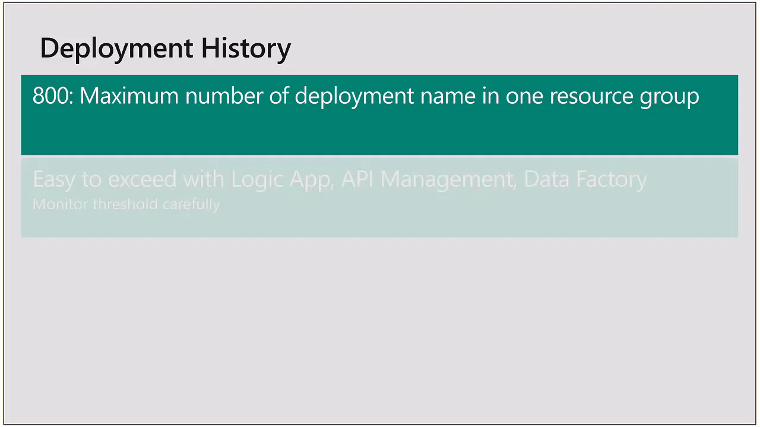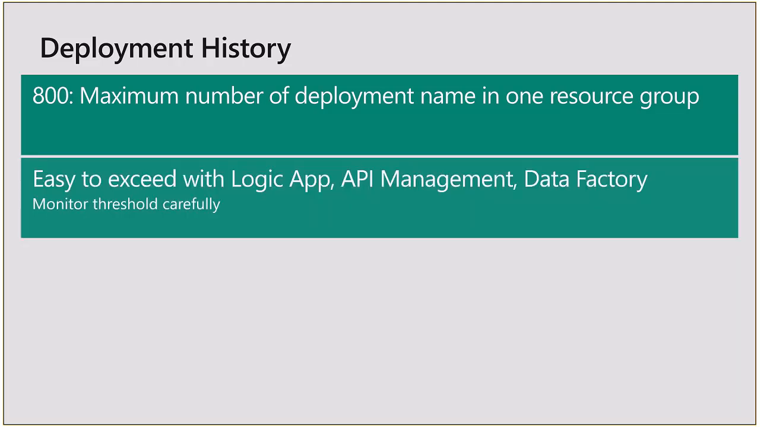Therefore, that means if we deploy an 801st time in one resource group, that deployment will fail. Therefore, we need to carefully monitor whether the number of deployment histories exceeds the limit or not. This is particularly important when you are working with logic apps or API management or data factory, as they consist of many child resources.